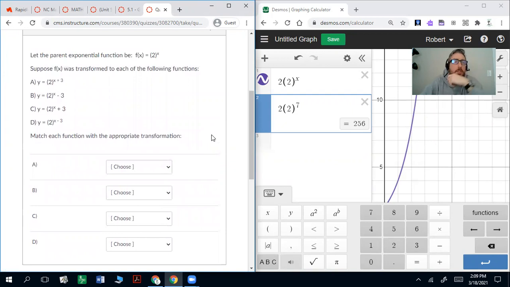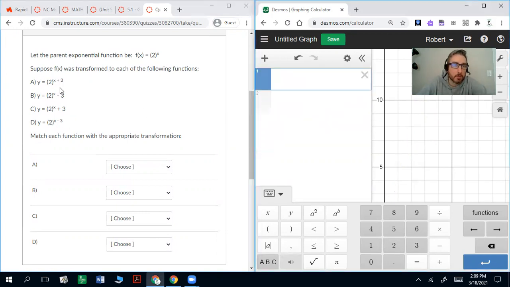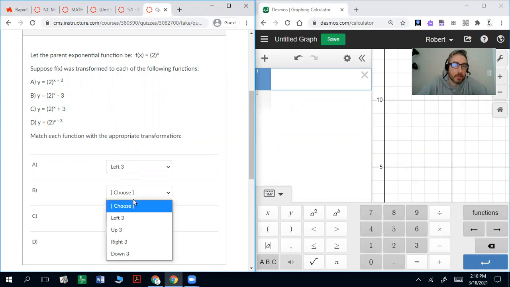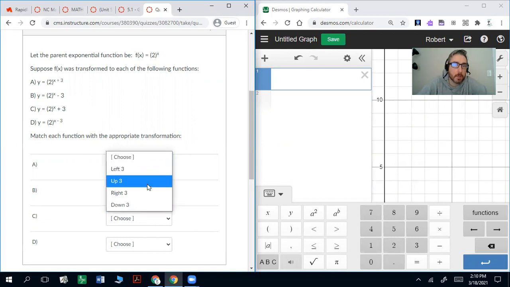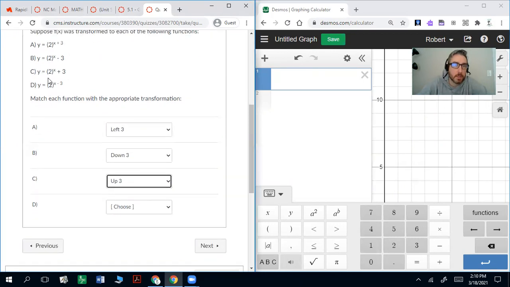Okay, next question. Suppose f of x was transformed to each of the following functions. We go 2 to x, then we have 2 to the x plus 3, 2 to the x minus 3, 2 to the x plus 3 outside, 2 to the x minus 3 up in the exponent. So real quick, the rules: if it's plus 3 in the exponent, it's going to be left 3. If it's minus 3 outside, it's going to be down 3. If it's plus 3 outside, it's going to be up 3. And if it's minus 3 in the exponent, it's going to be right 3.